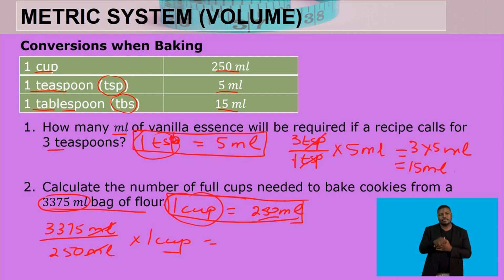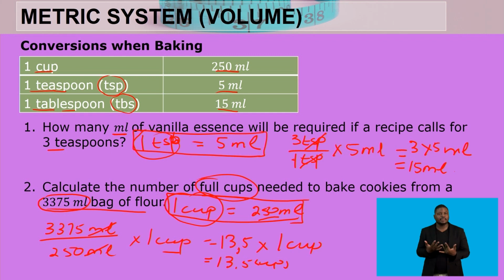Milliliter and milliliter is going to divide and give us a 1. Then now we are calculating 3,375 divided by 250. What are you getting? I'm getting 13.5. Then you multiply it by 1 cup, which will give us 13.5 cups. But the question required us to give the number of full cups. Now, if it's 13.5, it means the other cup is not full. The 0.5 means the cup is not actually full, but there is something in that cup. So we only need this 13 cups. So it means we need 13 full cups.